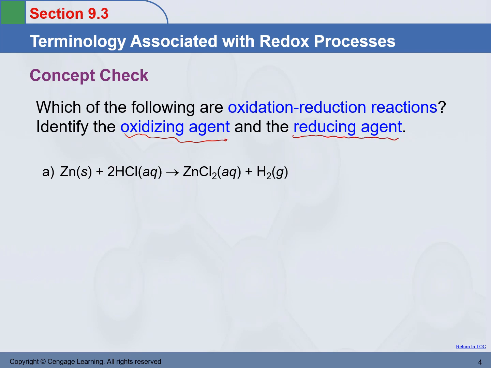So let's label the oxidation numbers again. Zinc went from 0 to +2. The oxidation number increased. When it is increased, we say it is oxidized. The one that is oxidized is the reducing agent. So zinc is the reducing agent.